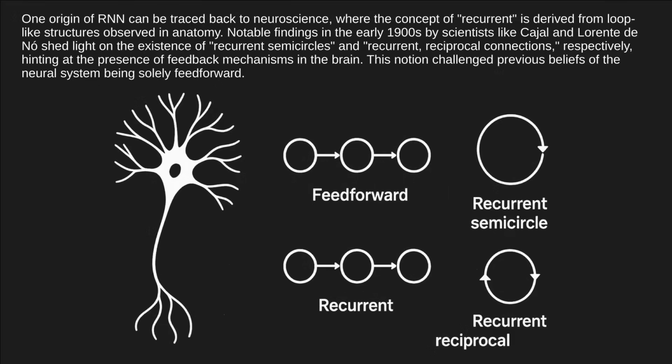One origin of RNN can be traced back to neuroscience, where the concept of recurrence is derived from loop-like structures observed in anatomy. Notable findings in the early 1900s by scientists like Cajal and Lorente de Nó shed light on the existence of recurrent semicircles and recurrent reciprocal connections, respectively, hinting at the presence of feedback mechanisms in the brain. This notion challenged previous beliefs of the neural system being solely feed-forward.